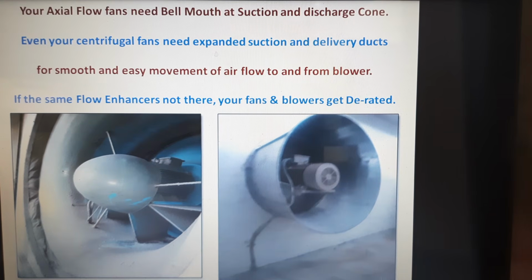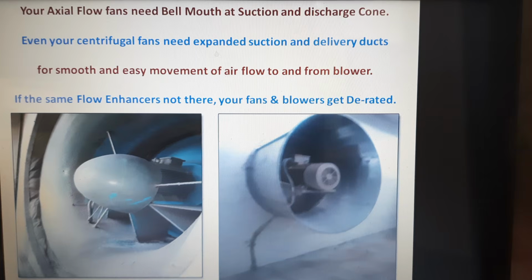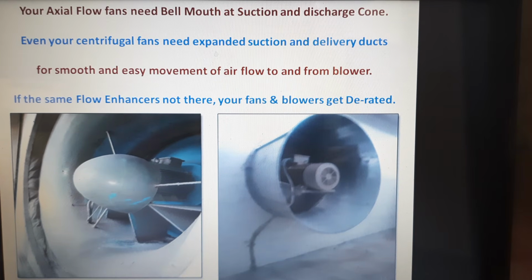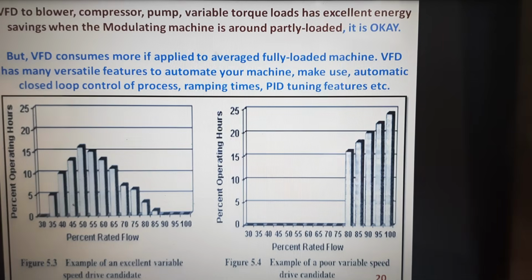The same flow enhancers are available in centrifugal fans also. Instead of having, let us say, a simple 24 inch diameter at the suction or 24 inch diameter at the delivery, it needs to have an expanded suction or expanded delivery duct, so that the flow to the suction of the centrifugal blower is smooth, and at the delivery of the centrifugal blower the flow is also made smooth and easy, with less and optimum static pressure as recommended by the OEMs.